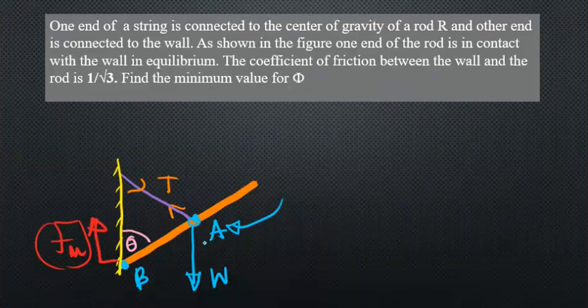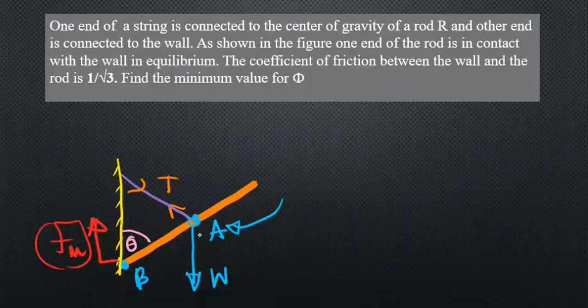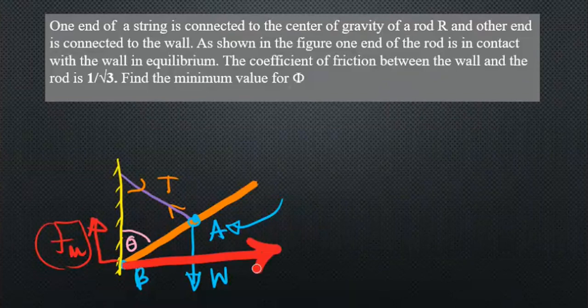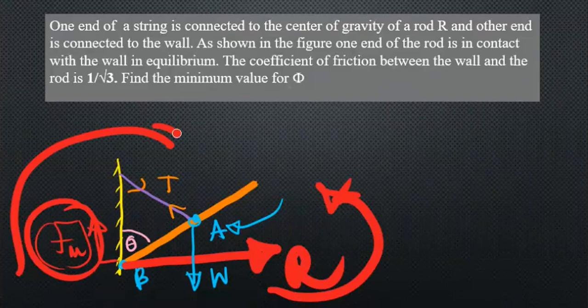Let's take the moment from point A. We don't need to consider this tension because tension acts at the same point, so it's not perpendicular to this point, right? And of course W we don't need to consider, it's also at the same point. So the other forces in equilibrium are the reaction force, which gives a moment in the anti-clockwise direction, and the friction, which gives a moment in the clockwise direction. So we need to consider these two only, right? Let's write our equation.